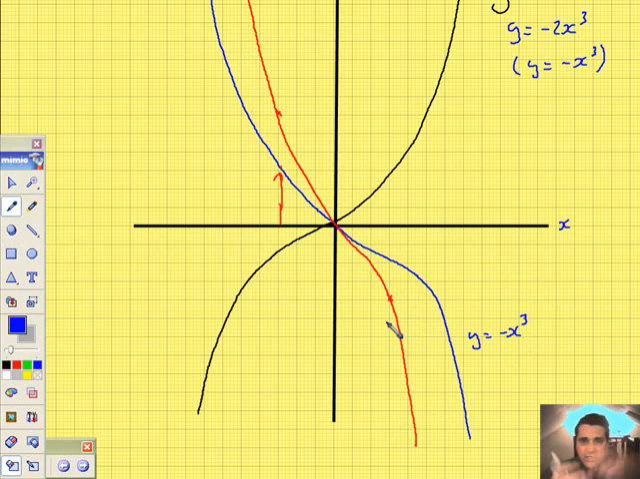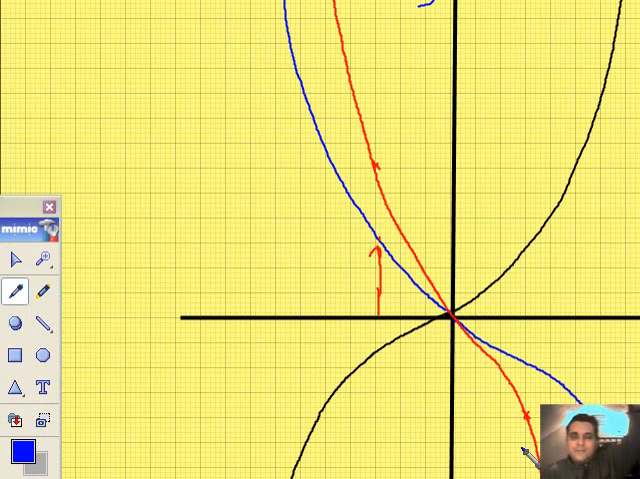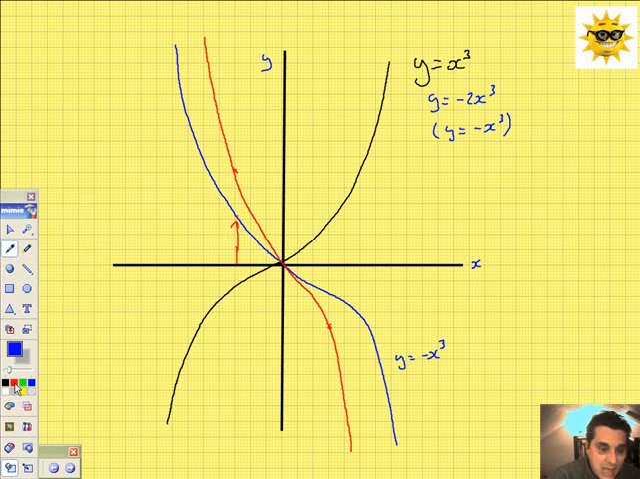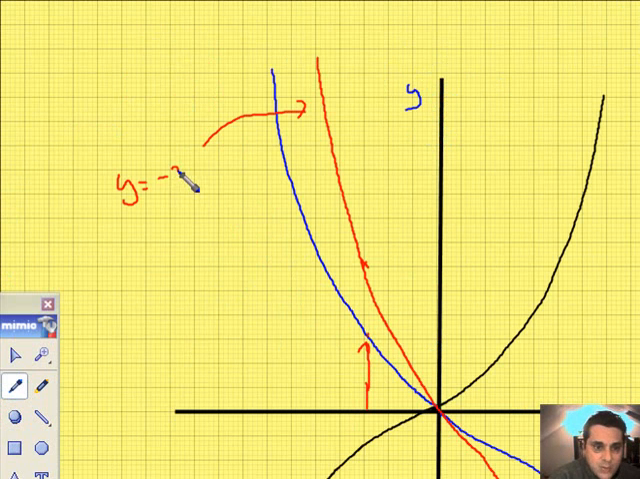I can then stretch that negative transformation in the y direction by a scale factor 2. And that's what's happening here with the red one. And the red one is the required answer. That is y equals minus 2x cubed. So let's try and write what happened here.